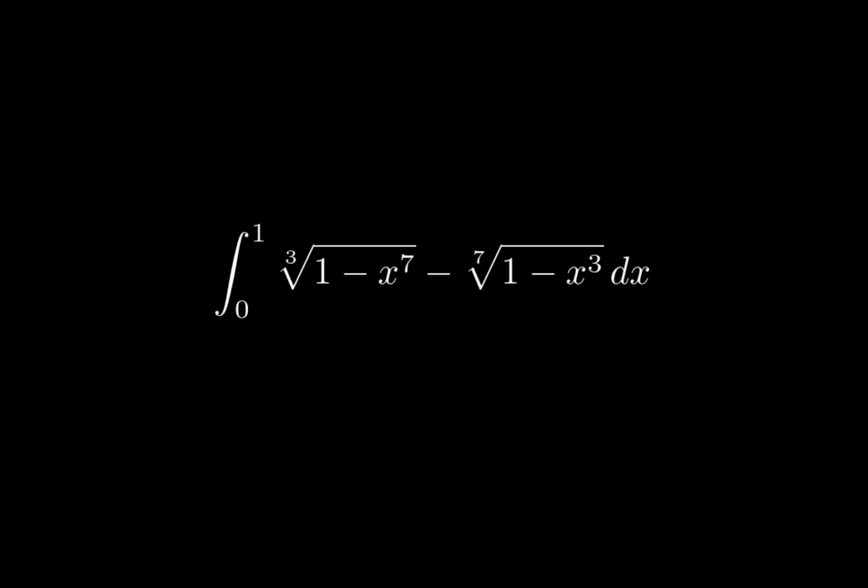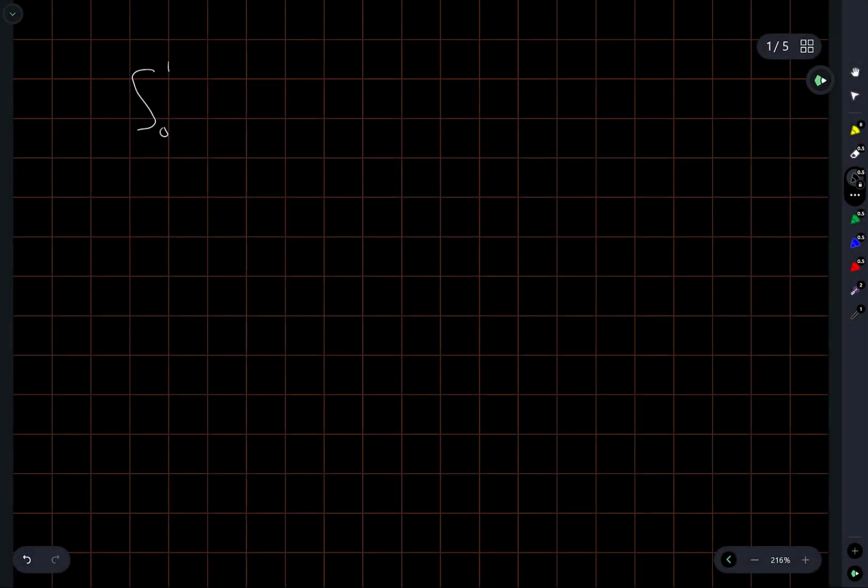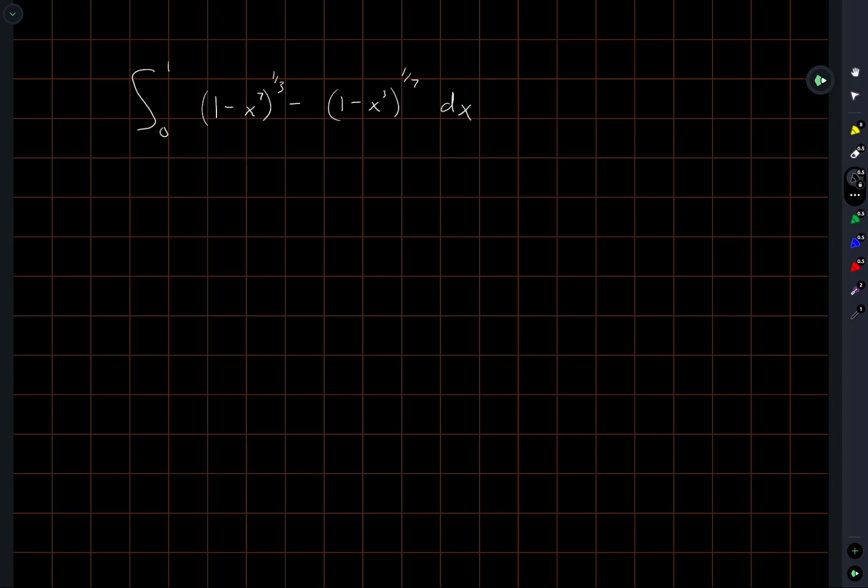Maybe we interpret this as some appropriate area of a subset of a square. 1 minus x to the 7 to the 1 over 3 minus 1 minus x to the 3 to the 1 over 7 dx. Oh, wait a minute. Wait a minute, will this do anything?